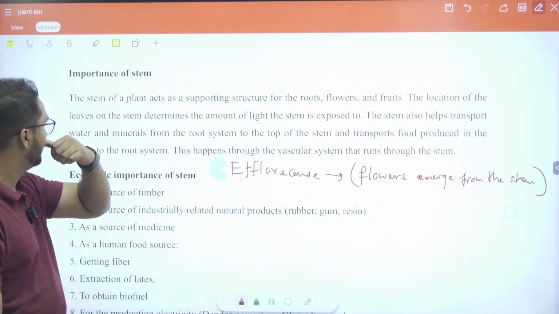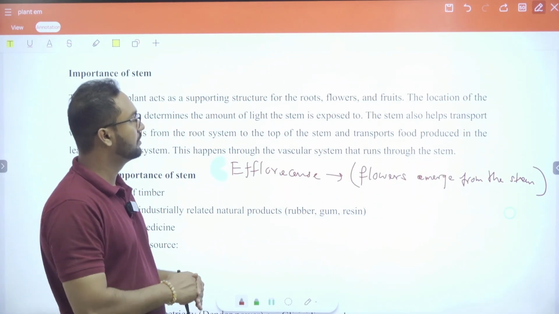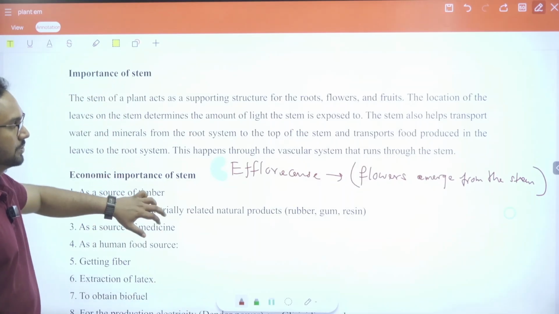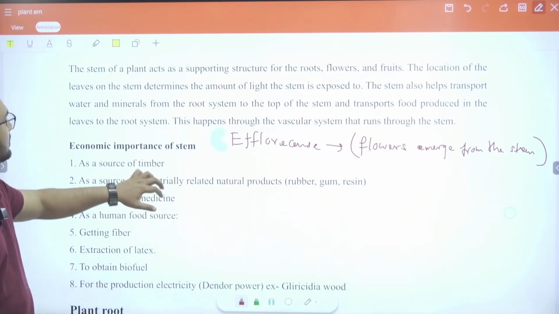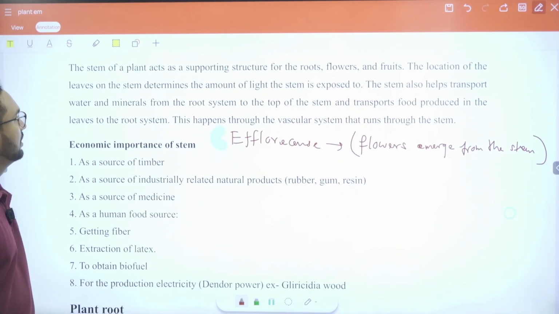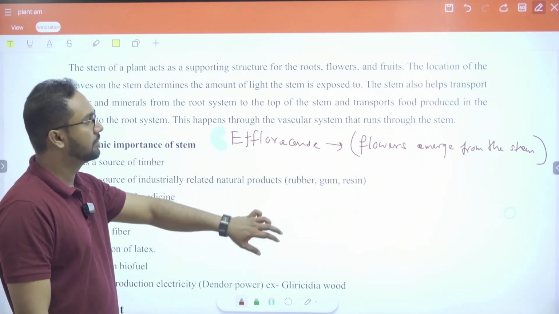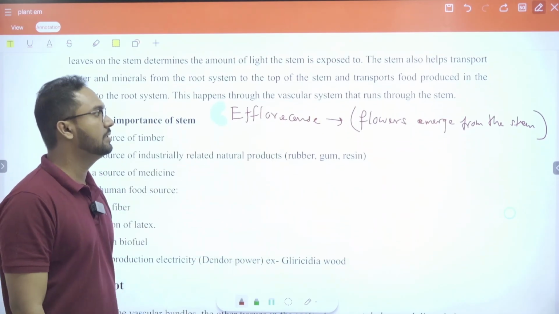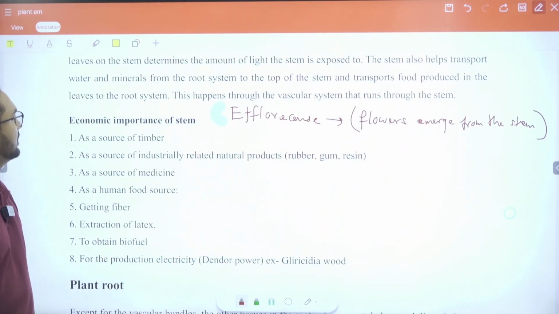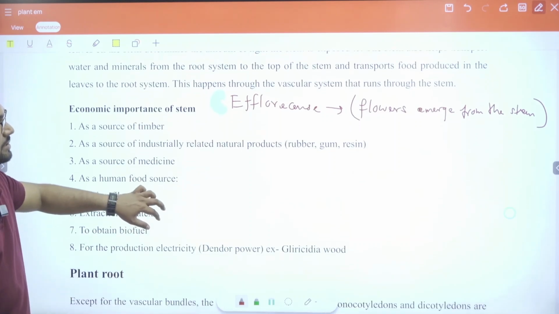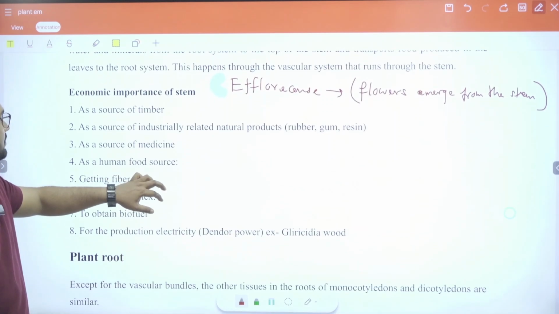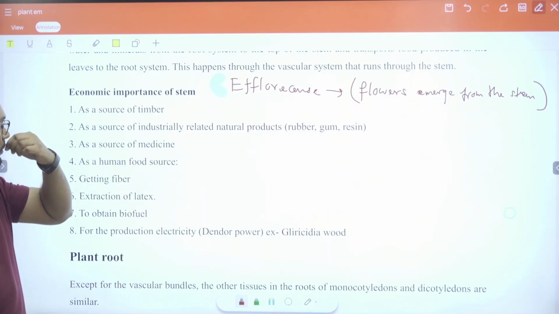The location of the leaves on the stem determines the amount of light the stem is exposed to. The stem also helps transport water and minerals from the root system to the top of the stem and transport food produced in the leaves to the root system. This happens through the vascular system that runs through the stem, right? And the economic importance of the stem.